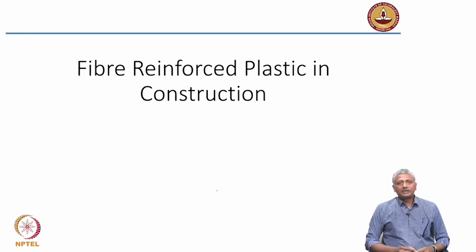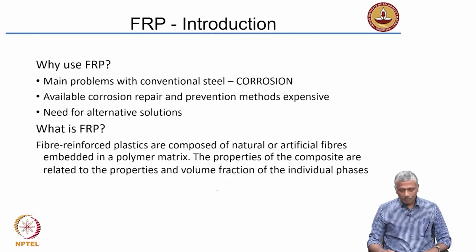Now let us take a look at specific construction applications of this component called fiber reinforced plastic. As I said earlier, fiber reinforced plastic is when you have fibers which are embedded in a plastic matrix or polymer matrix. Now why would you want to use fiber reinforced plastic in construction, where we use steel very commonly?